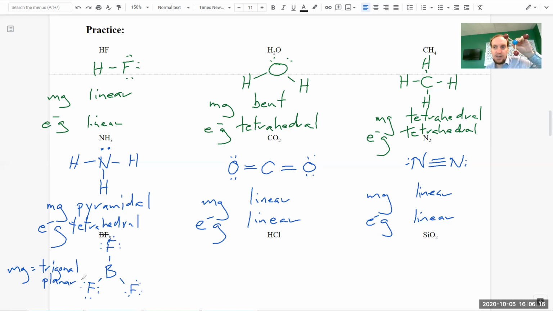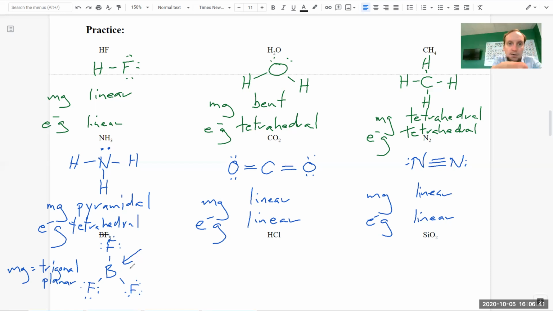triangle. The reason why it's flat and not bent is because, again, there are no unbonded pairs of electrons. If there was an unbonded pair of electrons, it would force the other fluorines down into a pyramidal shape. But because boron only has 3, it does not contain any extra. Therefore, it is just trigonal planar.